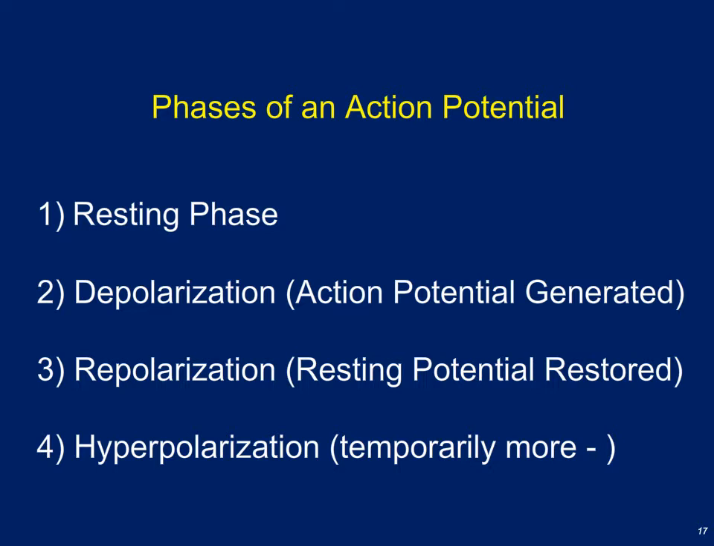During repolarization, those charges flip-flop back again. The inside of the axon becomes more negative. And finally, we sometimes go through something called hyperpolarization, in which the neuron becomes super negative, and because it's super negative, it tends to make it less likely that it's going to generate another action potential very quickly.